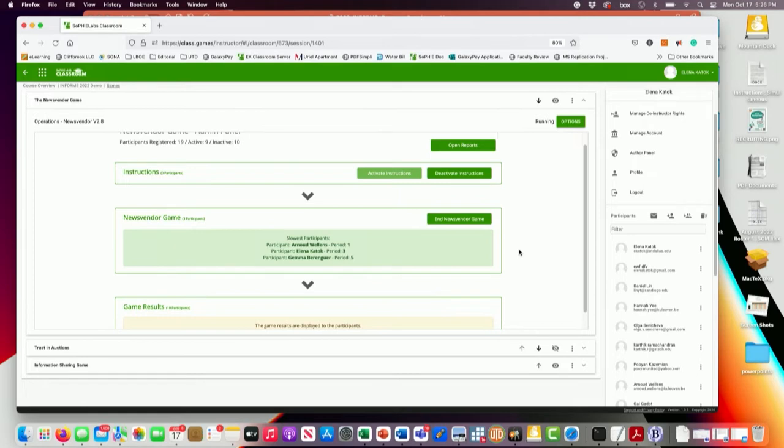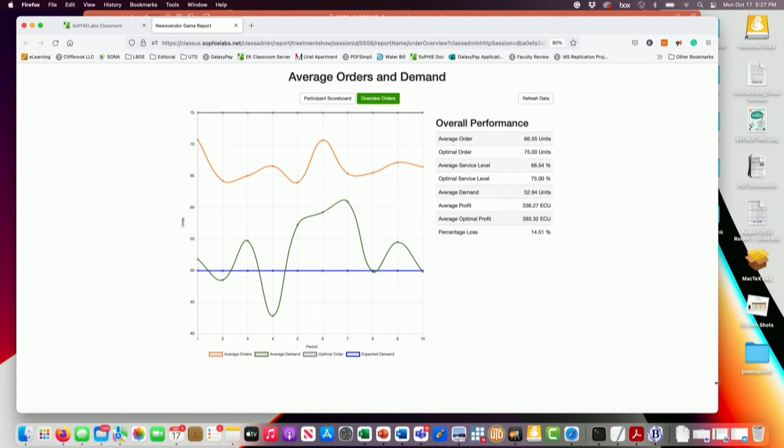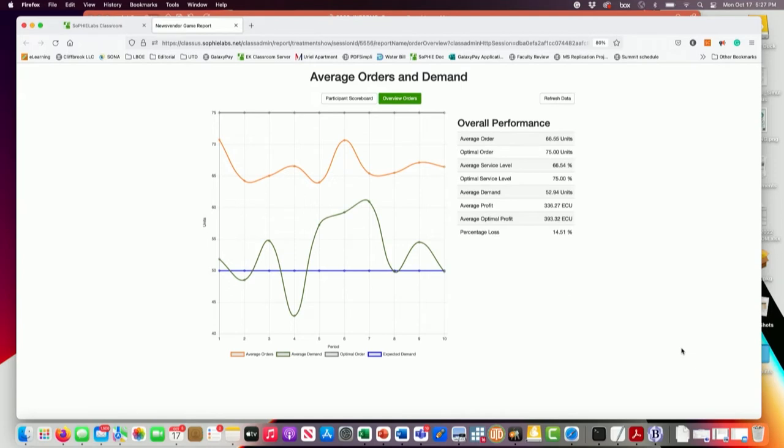All right, so let me just show you the report. This game has a reports feature. Okay, so this is what we have. If you read any newsvendor papers, this is a very typical outcome. The optimal solution is 75, and average demand is 50. The green line is the average demand draws, so they're right around 50. The orange line is your actual orders, which are below 75. So we see here the pull-to-center effect, which has been documented many, many times, apparently even with people with PhDs.